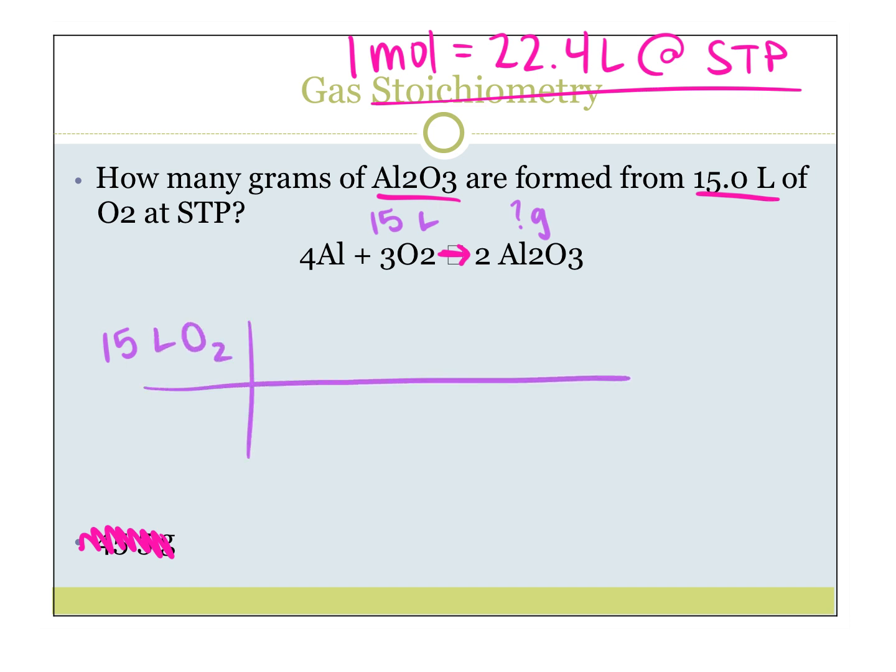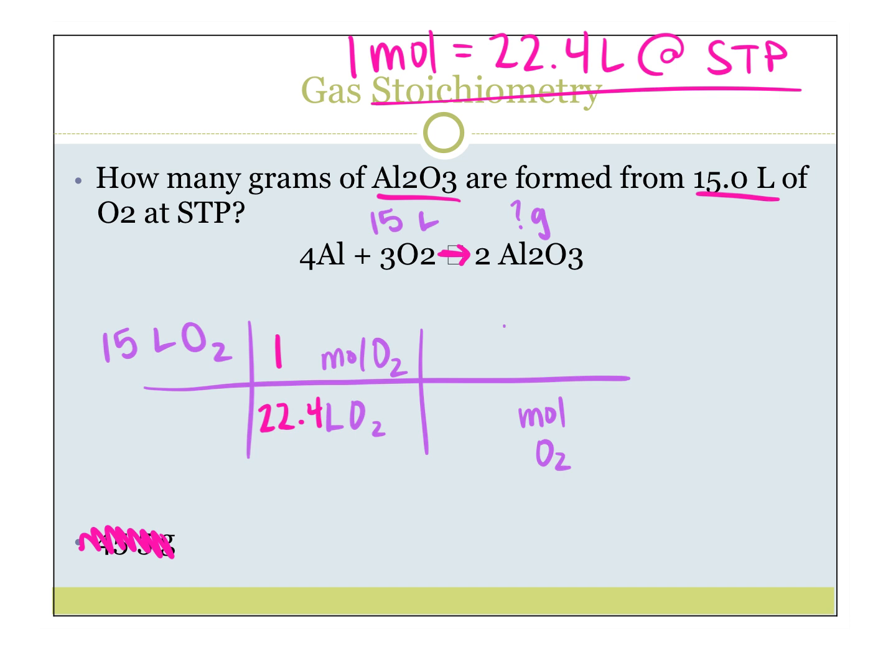Let's start working our way through here. If my goal is to get from oxygen gas to aluminum oxide, what do I have to go to? Moles. Moles has to be my middleman. So I'm going to convert from liters of O2 to moles of O2. And what's my conversion factor there? 1 mole is equal to 22.4 liters.